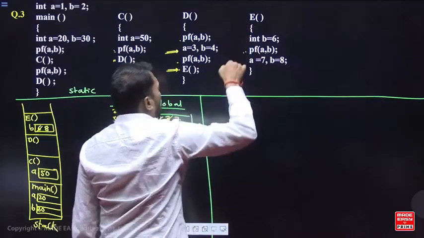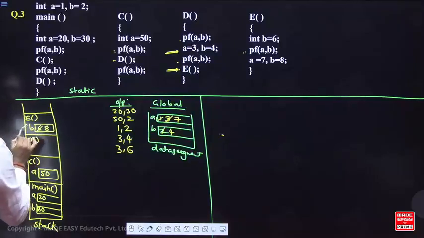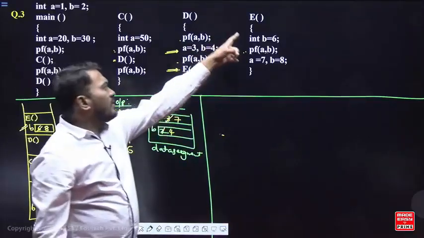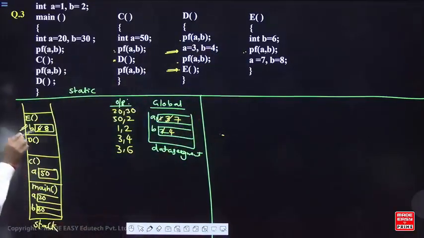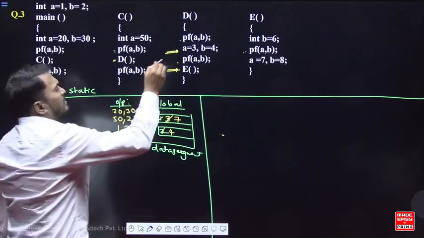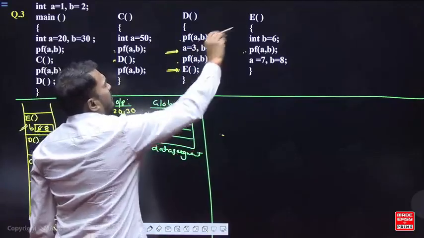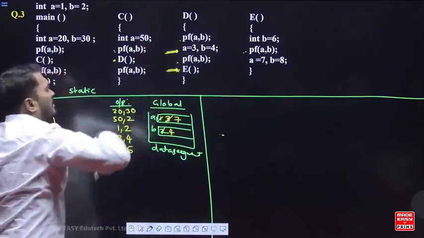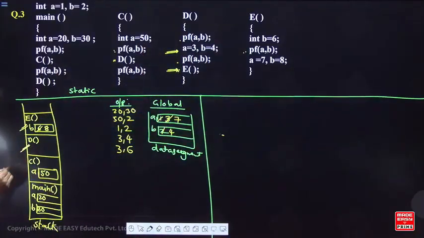Function e is completed, so it is deleted from the stack. Go back to the previous calling function. Who called function e? D. So function e was called from here. Now function d is also completed, so this is deleted from the stack. Go back to the previous calling function.